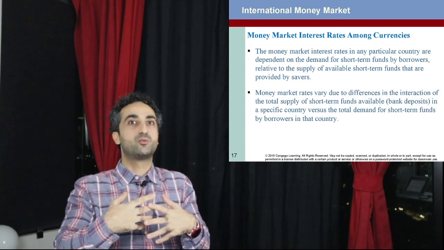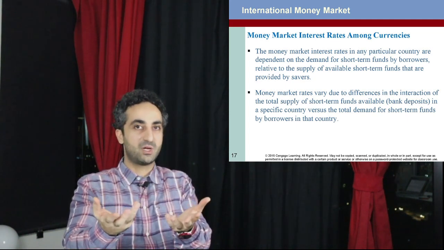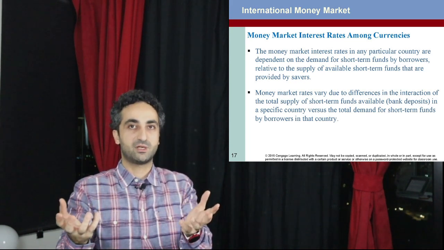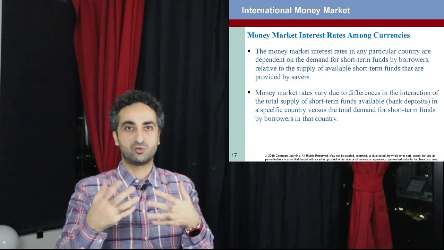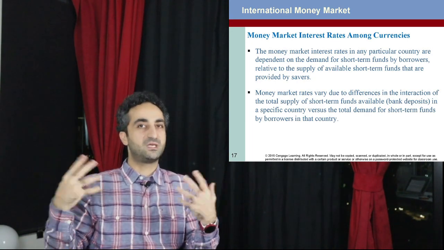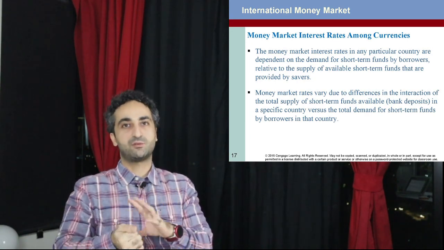So if more people want to borrow from you and you have a limited amount of funds, you only have 1 million ringgit, and everyone wants to borrow, then you might ask for a higher interest rate because you know they need you, right? Now, what about the opposite case?